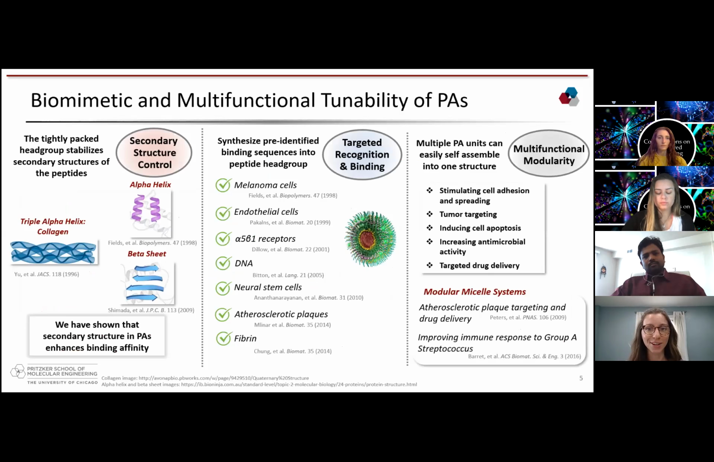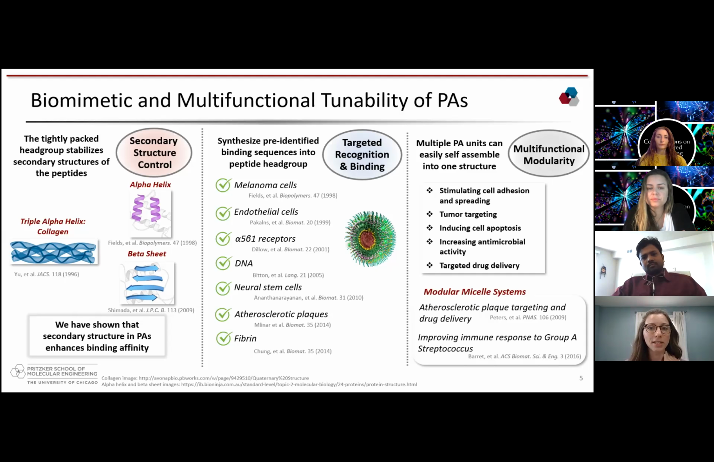So the last background slide before I get into my work is that we can also incorporate specific biomimetic functionality for the peptide amphiphiles as well. And so these consist of, one, secondary structure control. So just like I said, we have the building block components that we can design in, and some of these building blocks we can specifically put in to help it self-assemble or help the peptide within the corona adopt a secondary structure, such as alpha helices or beta sheets. And we know that not just primary structure of proteins, but certainly secondary structure is critical in binding.